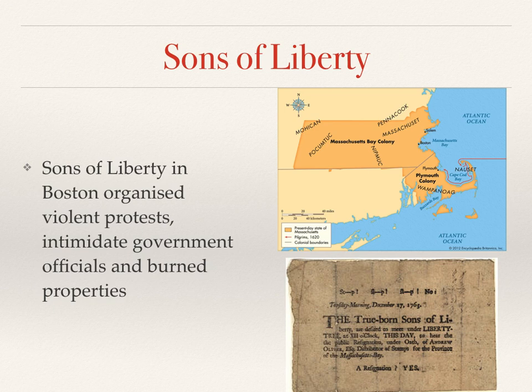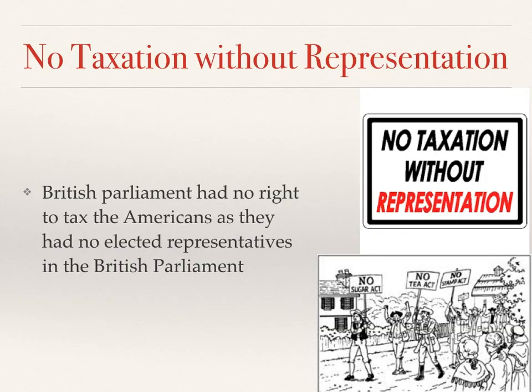So in Boston, which we met last time, up here in the Massachusetts colony, a group known as the Sons of Liberty began to organize violent protests where they attacked government officials, forcing them to resign and burning potential offices. The Sons of Liberty went by the motto "no taxation without representation."